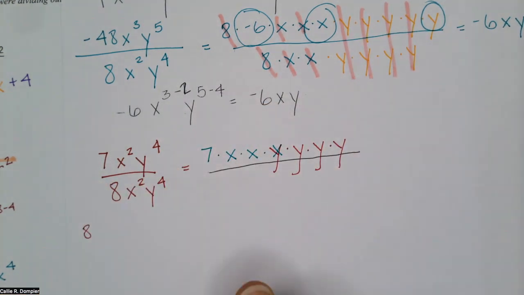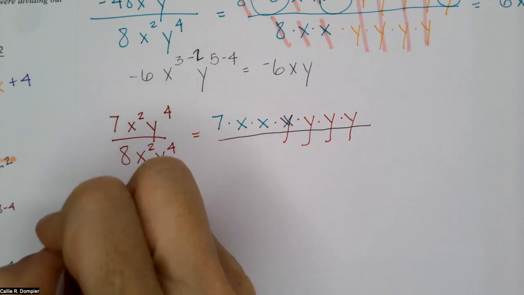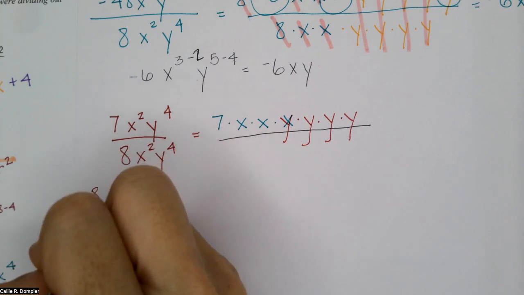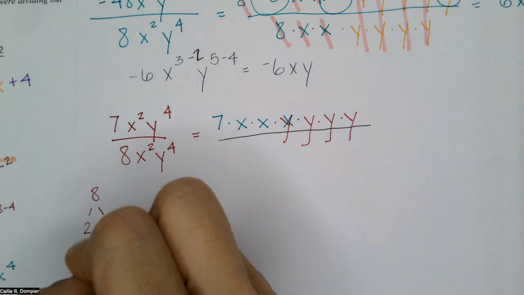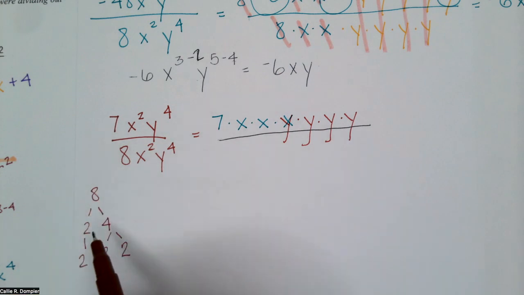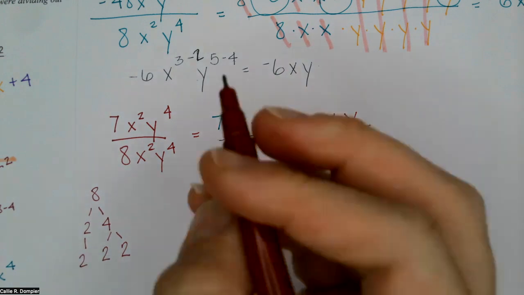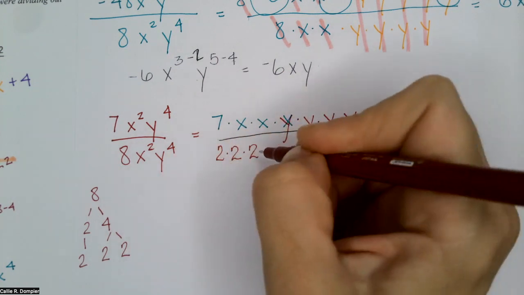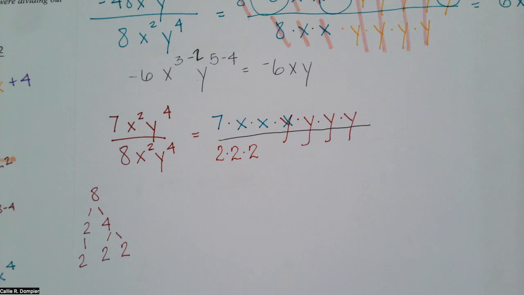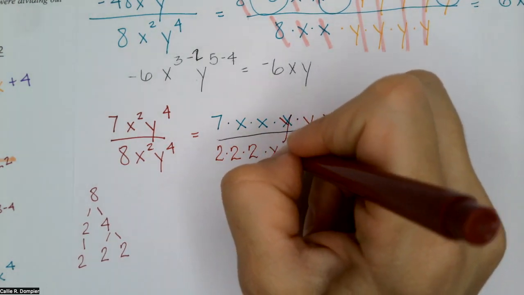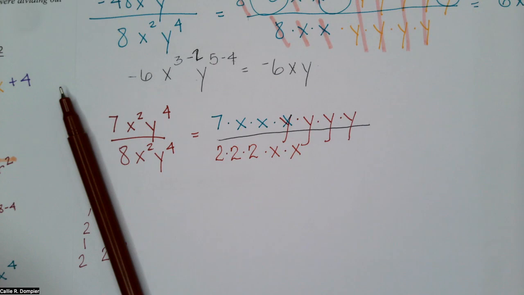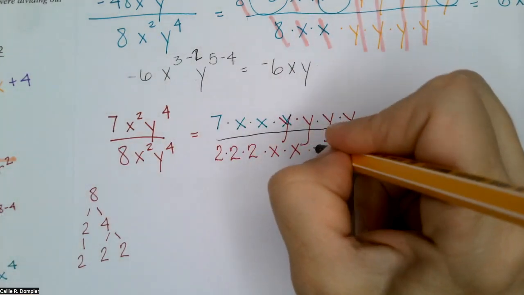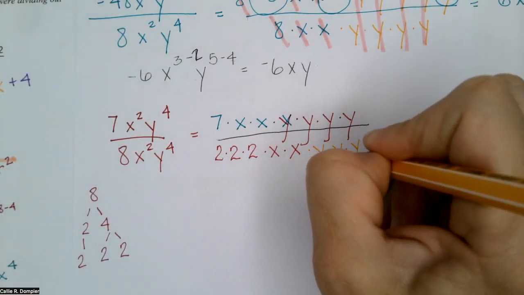If I was to make a factor tree of 8, it would be 2 times 4. 4 becomes 2 times 2. So 2 times 4 is one factor pair of 8. And then the prime factorization of 8 is 2 times 2 times 2. None of those is 7, so it doesn't really matter. Times x times x times y times y times y times y.